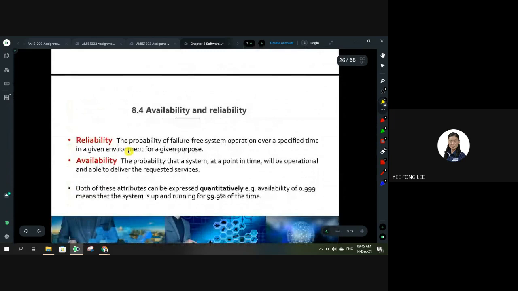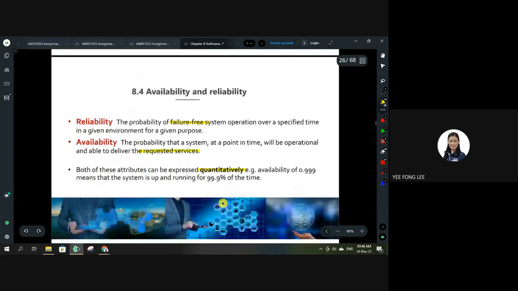Next, we look at availability and reliability. Anything new on this slide? Reliability means failure-free. Availability means available upon request. Both of these attributes can be expressed quantitatively. 0.999 means a system running for 99.9% of the time. It is reliable and also available.